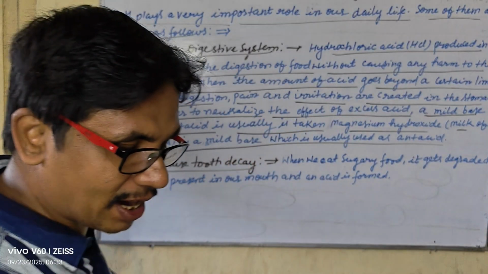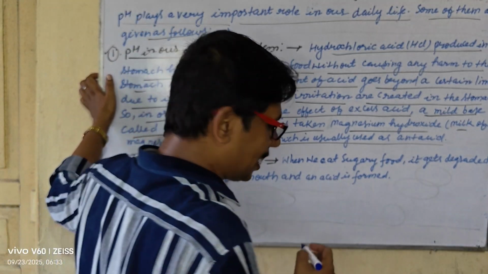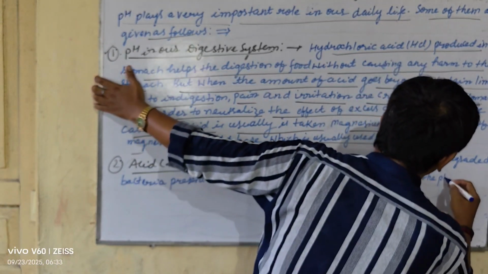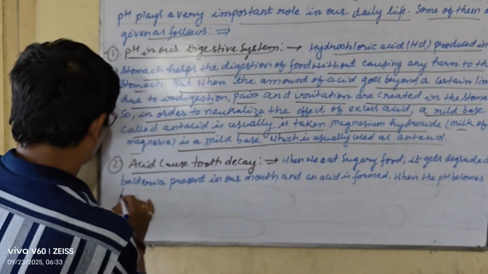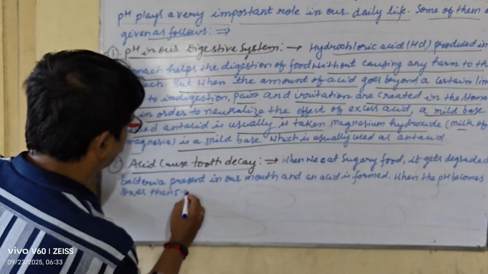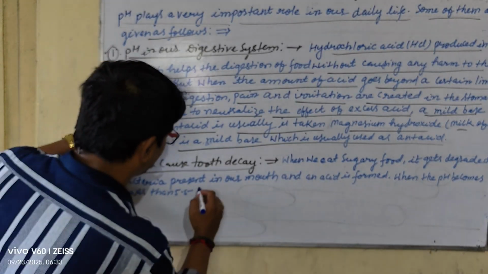So my dear student, when the pH becomes lower than 5.5, tooth enamel gets corroded.